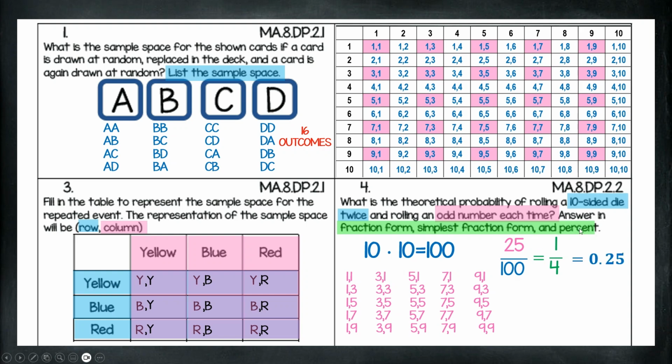And they also want it as a percent. So 1 divided by 4 is 0.25. To make that a percent, we're going to multiply by 100, and we get 25%.